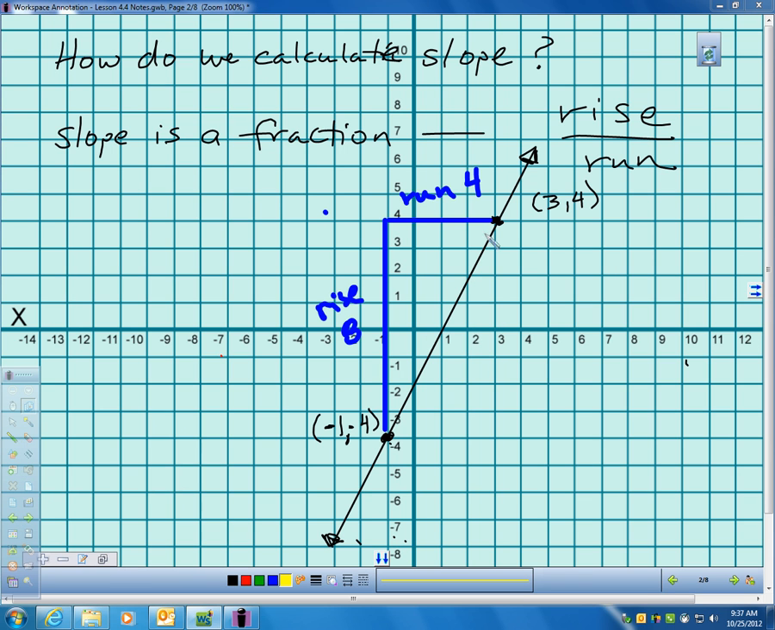Let's take this line that I drew, and I'm just going to identify 2 points on this line. Here's the point (-1, -4), and here's the point (3, 4). I want to find the slope of this line. It's very easy to calculate. You start at the leftmost point. It's like reading a book. Go from left to right. This point is more left than this point, so I'm going to start here. I have to figure out the rise over the run, so let's do that.